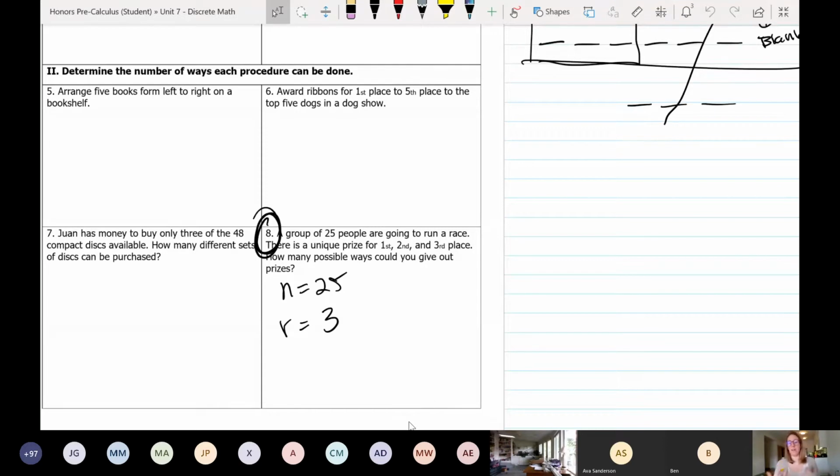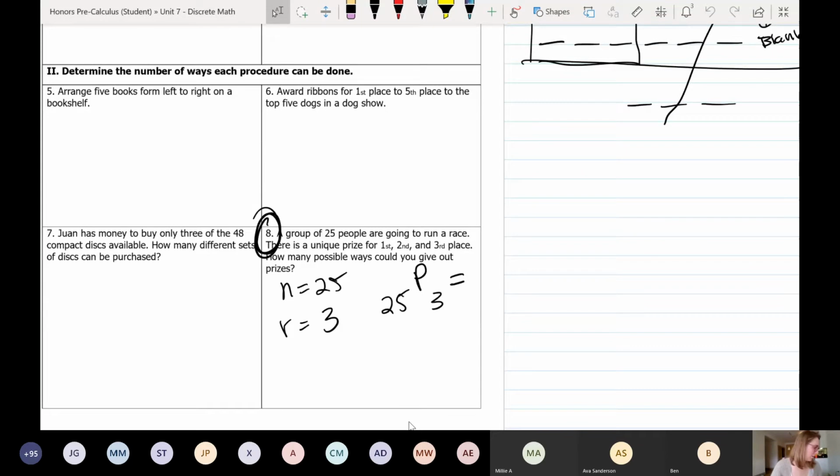Because first is different than second, which is different than third, the order that people finish matters. Somebody finishing first versus finishing in second is 2 different outcomes. So this is definitely a permutation problem. We would go to our calculator, type in 25 and then P3, and see what we got.